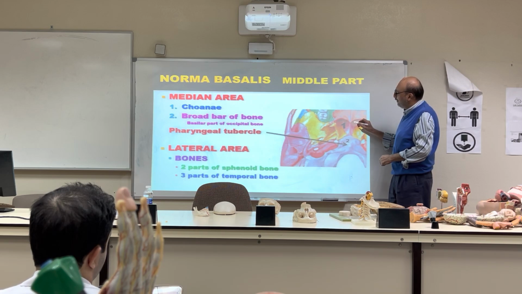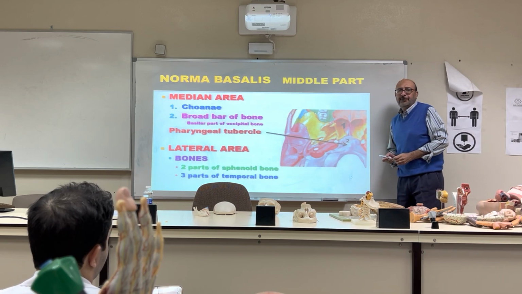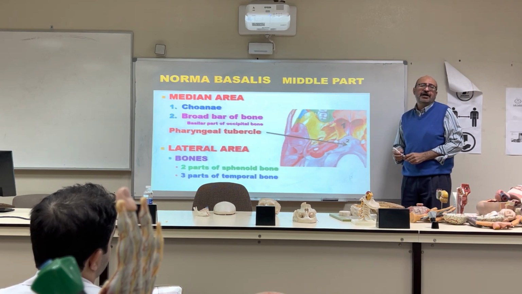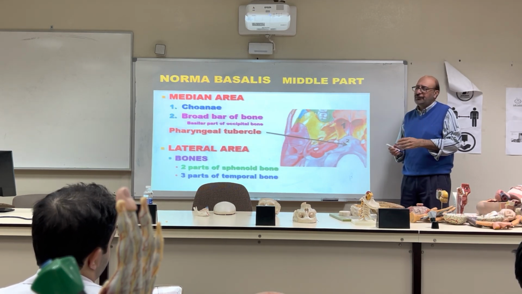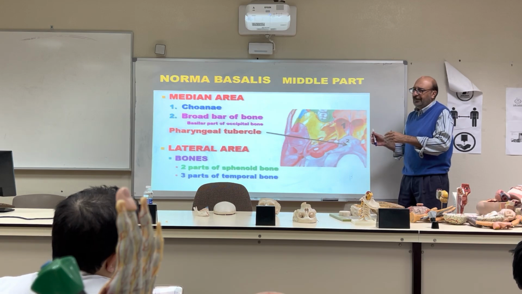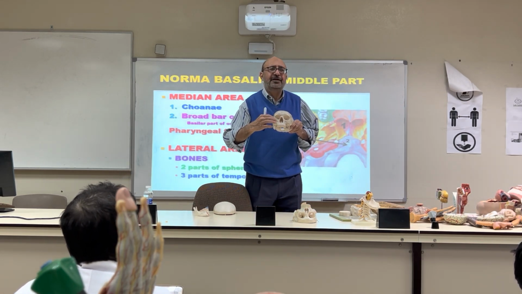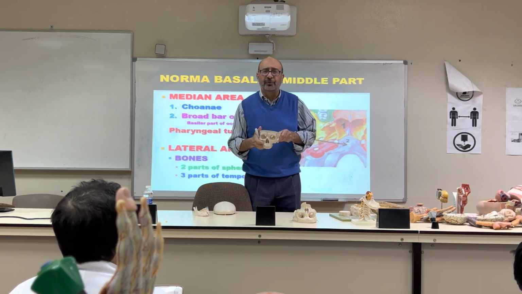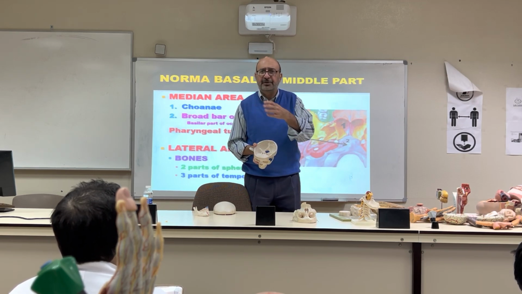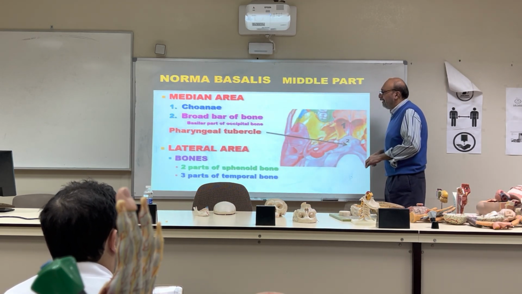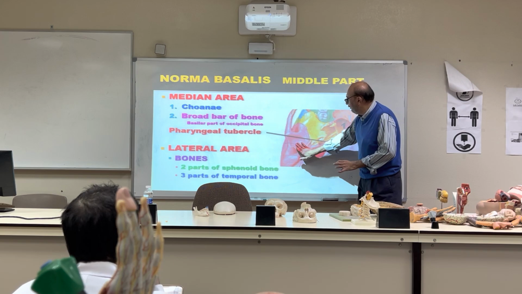Can anyone name this bone? Vomer bone, excellent. Vomer bone is one of the bones which makes the septum of the nose. So here is the vomer bone, and if I go in front and see here, there is the perpendicular plate of the ethmoid bone. Here is the ethmoid bone. I am coming to it in a minute. Then in the lateral areas, we have other bony parts.